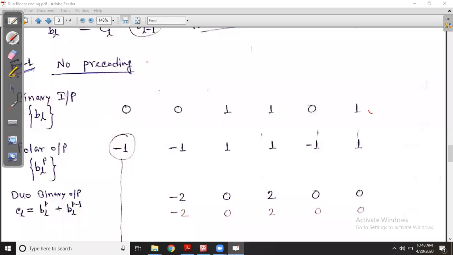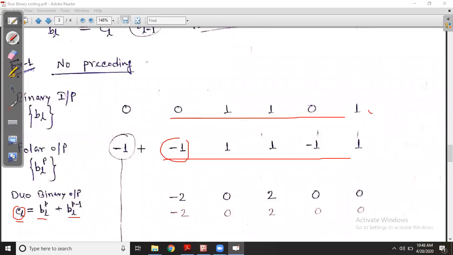So these are the bits, these are the voltage levels. Then CL is what? The addition of two things. One is your BLP, one is the delayed version of BLP, that is BLP minus 1, or B of L minus 1 P. That also you can write down. This is your CL. Notations you can change a little bit. CL is a summation of two things. One is the exact bit, one is the previous bit.